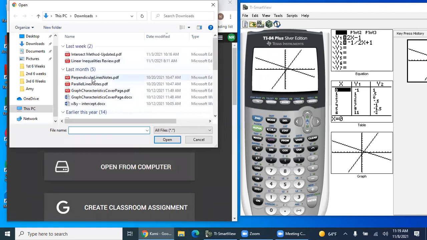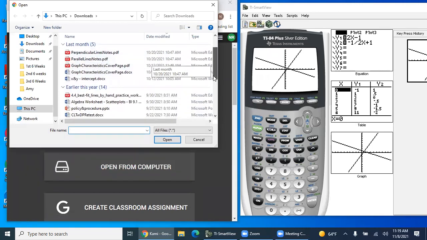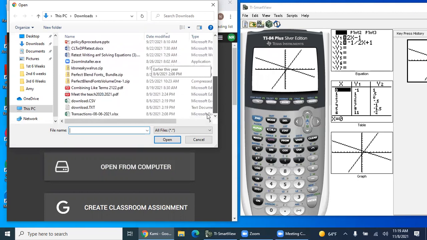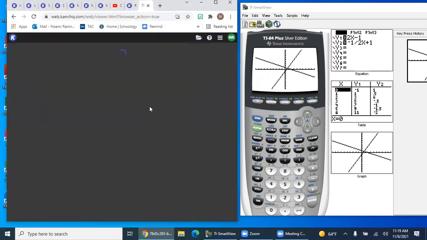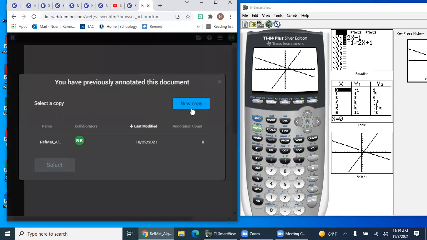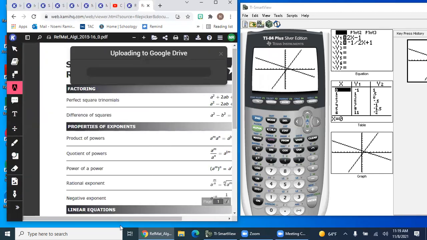reference chart. Graph, cover page, practice, meet the, no. Maybe pictures, no. Here it is. Nice. Let's do new copy. Checking. All right.